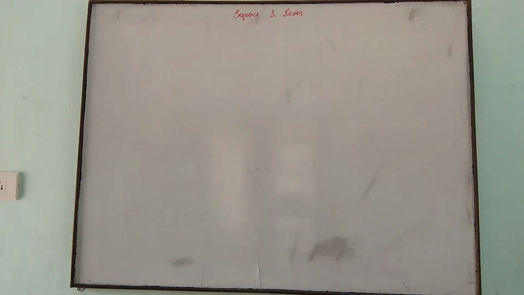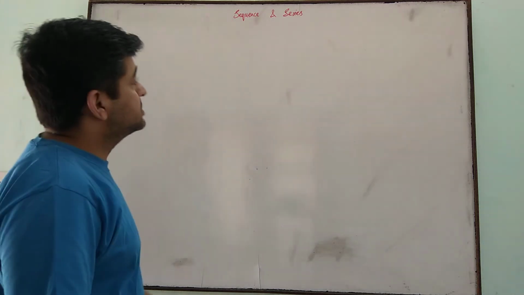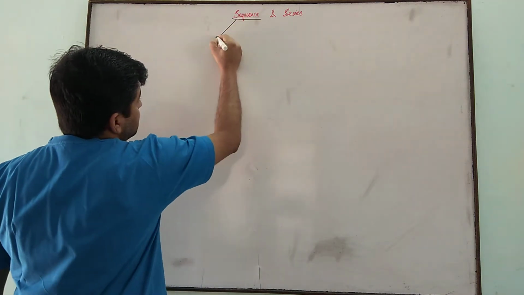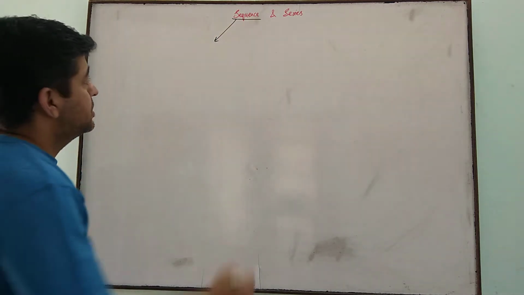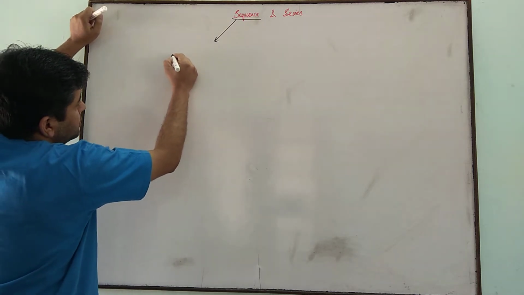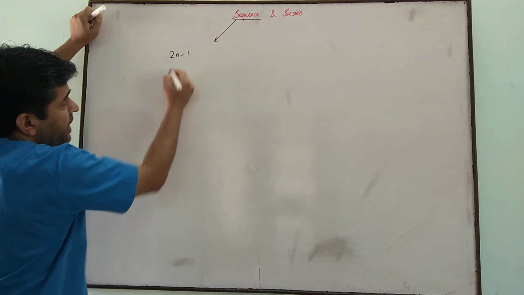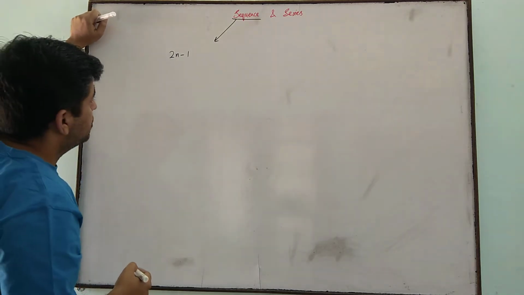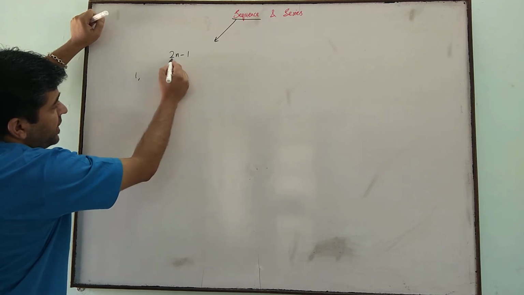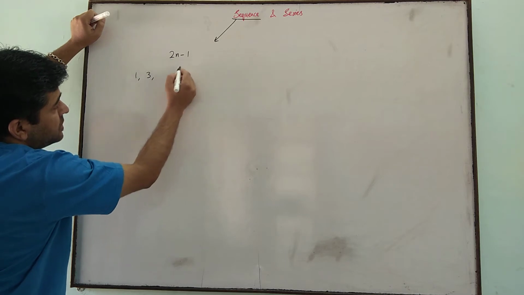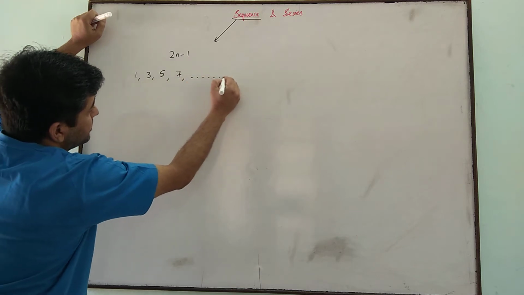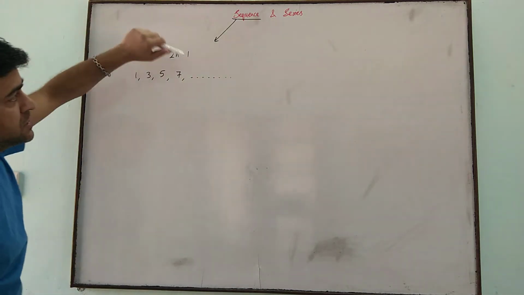So our next topic is sequences and series. A sequence is a set of terms in a particular manner, right? Like if I'm saying that the manner for the terms is 2n minus 1, where n belongs to first term, second term, third term, and so on. So if n is 1, our first term will be 1. If n is 2, if n is 3, then it will be 5. If n is 4, then it will be 7, and so on. So this is what a sequence is.